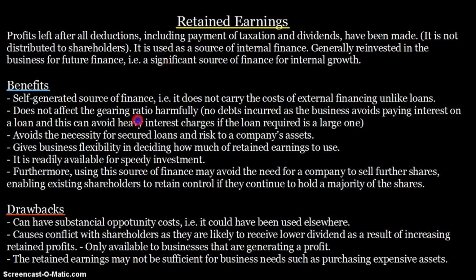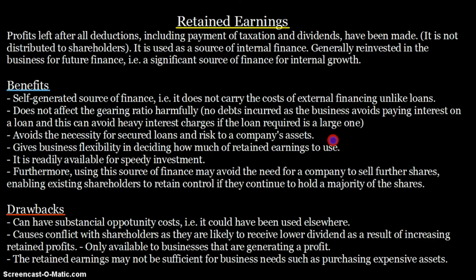Gearing ratios are generally an A2 topic, but what this basically means is that there are no debts incurred, as the business avoids paying interest on a loan. This can avoid heavy interest charges if the loan required is a large one. So instead of using loans, you can use retained earnings, and hence you don't have to pay heavy interest charges. It also avoids the necessity for secured loans and risk to a company's assets.